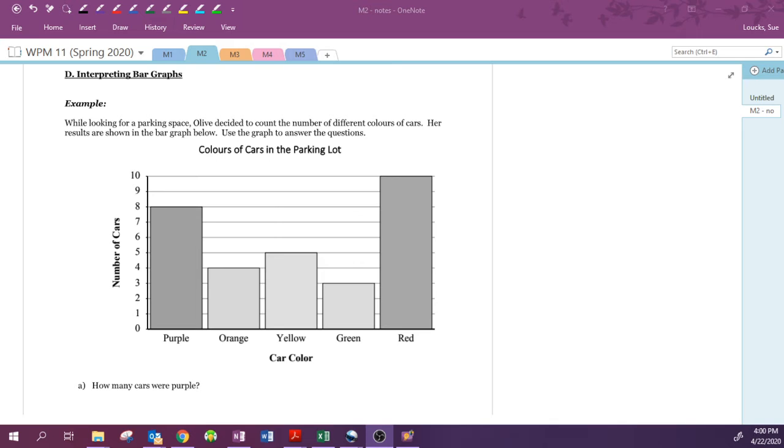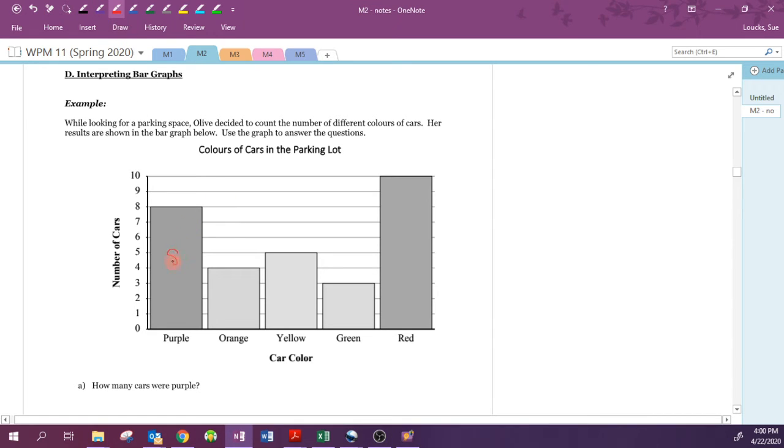Welcome back. We are looking at part D, interpreting bar graphs, and we're on page 12 of the notes. While looking for a parking space, Olive decided to count the number of different colors of cars. Her results are shown in the bar graph below. Use the graph to answer the questions. So the first question is, how many cars were purple? So we look for the purple, which is here, and we look at the number of cars up the side, and we can see that there were 8 purple cars.